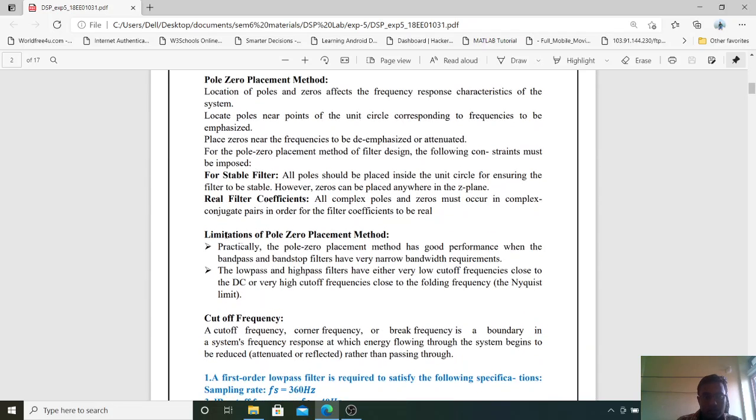The pole zero placement method has some limitations. It is not an exactly accurate method; it is a good approximate model of filters.